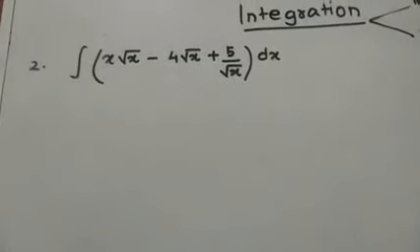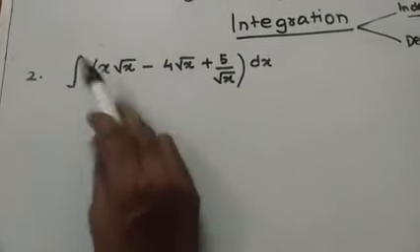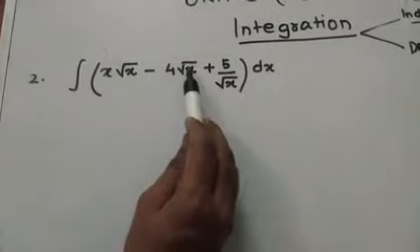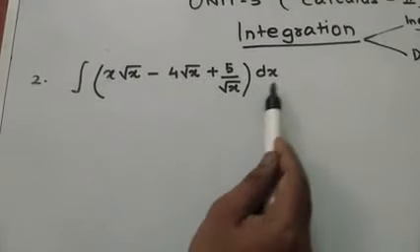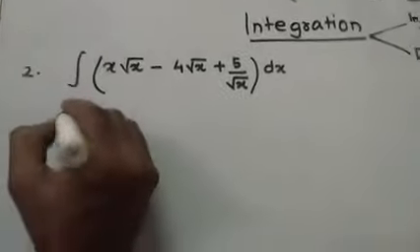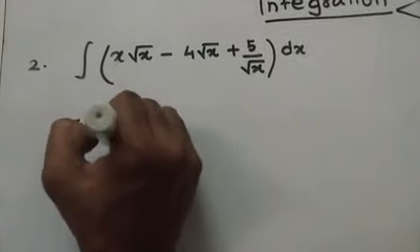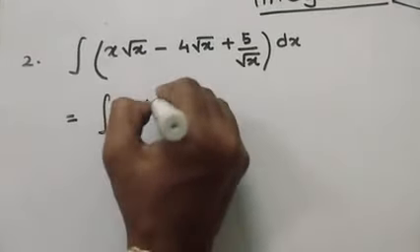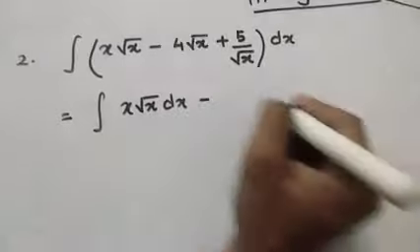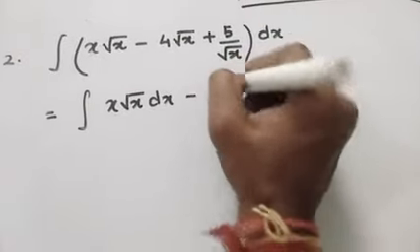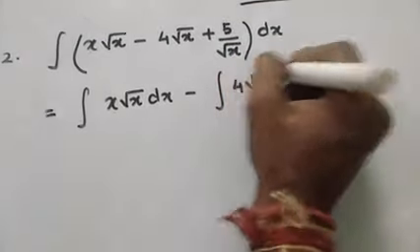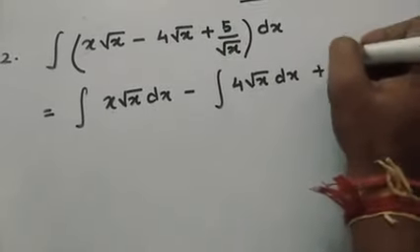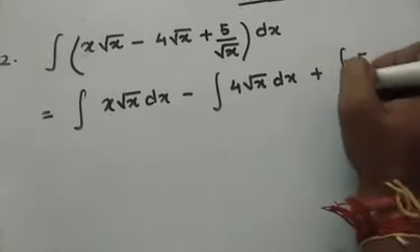Okay, so question number 2: the integration of (x root x minus 4 root x plus 5) divided by root x dx. Again, let us separate them. Integration of x root x dx, minus integration of 4 root x dx, plus integration of 5 divided by root x dx.